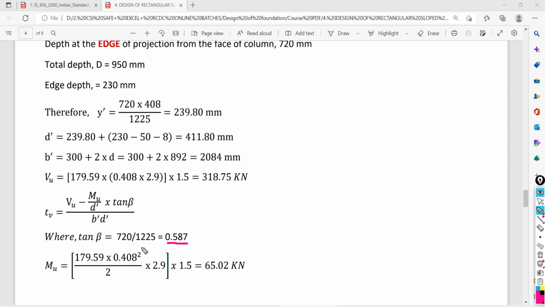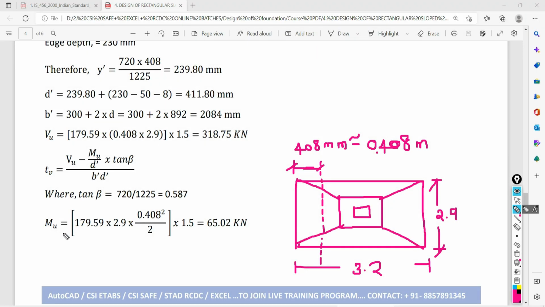Put all these values in this moment calculation. Next, we have to find out the ultimate moment at the critical section that we have considered for the one-way shear. So this is our critical section. At this section, I want to calculate the moment. So what is the formula for calculating the moment at this section? That is going to be the upward soil pressure. So our upward soil pressure is 179.59 kilonewton multiplied by total width.